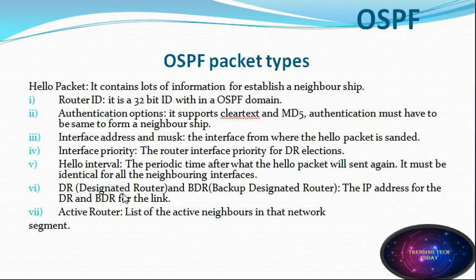DR, designated router, and BDR, backup designated router. The IP addresses of the DR and BDR for the link. Active router, the list of active neighbors in the network segment. The list of active neighbor routers in the network segment is the active router list.